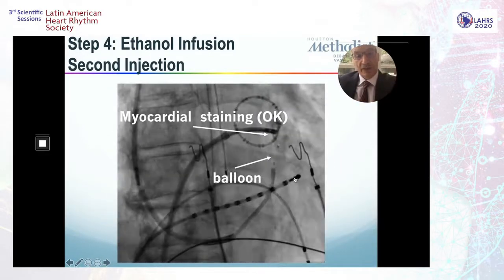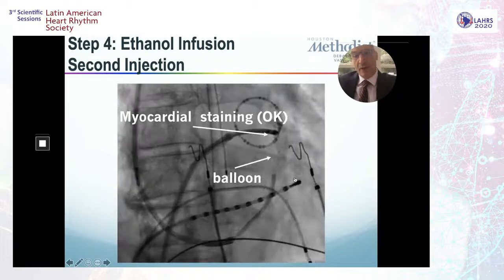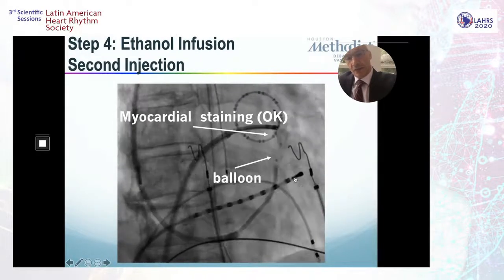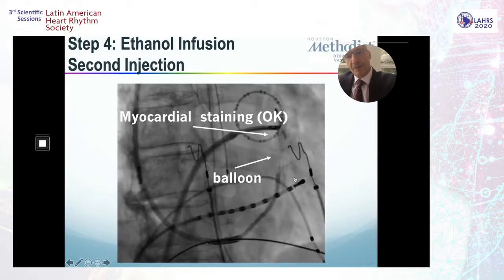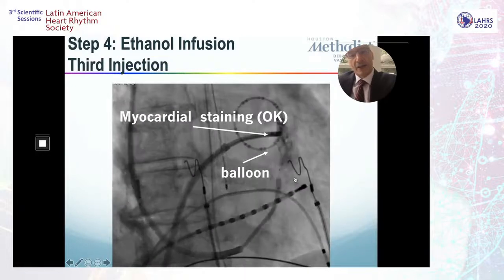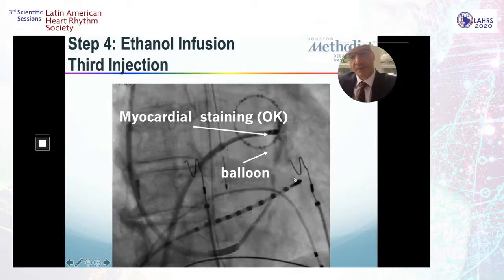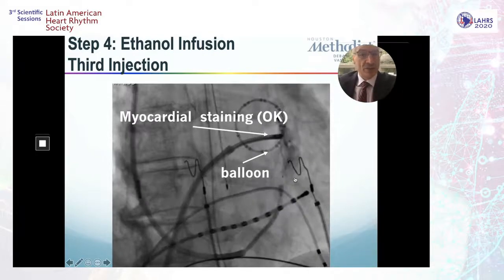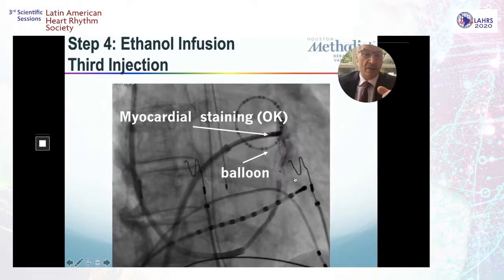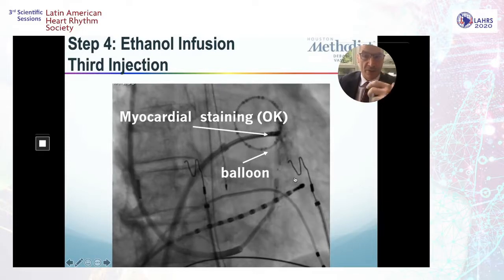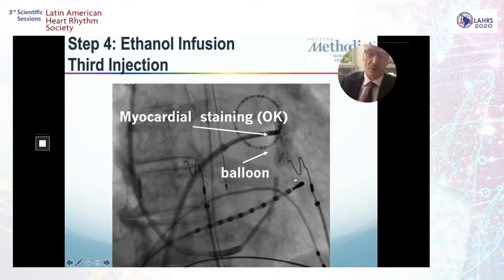Here we retracted the balloon 1 centimeter and give a second injection. And this is contrast injected after the alcohol has been given. You can see more myocardial staining. Then a third injection with more myocardial staining. And notice now that you don't see the contrast coming back to the CS because usually those capillaries that communicate with collaterals get obliterated with alcohol.